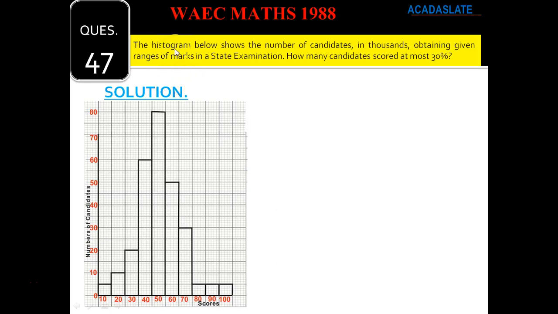The question reads, the histogram below shows the number of candidates in thousands obtaining given ranges of marks in a state examination. How many candidates scored at most 30%?